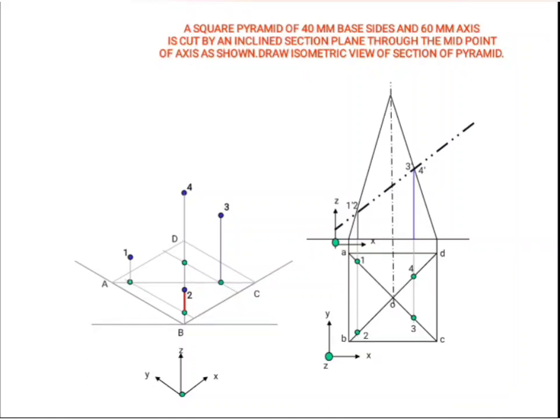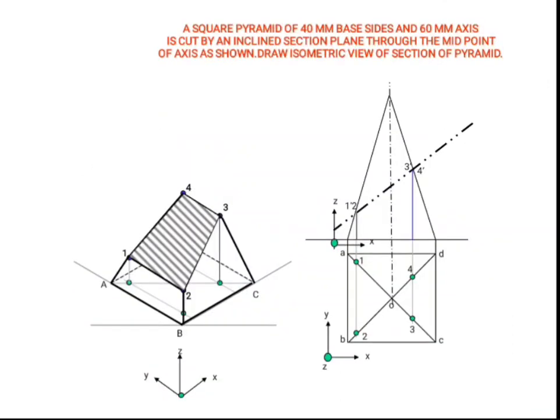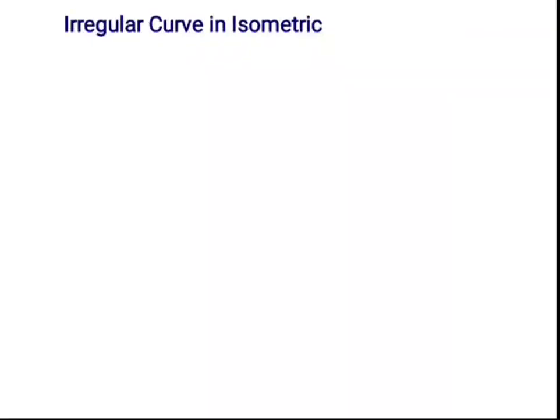Now I can join all these points and finish the drawing by using proper line types. This surface 1, 2, 3, 4 indicates the sectioned surface, so we can hatch that one. Now you can dimension this figure by following the rules of dimensioning isometric views. Now the solution is over, and next, we are going to discuss the isometric view of an irregular curve.